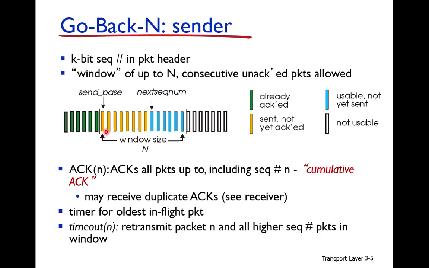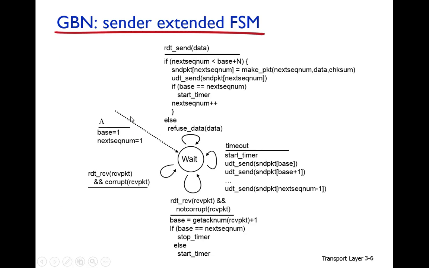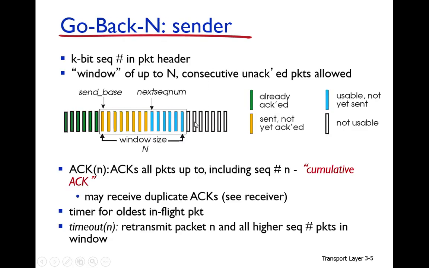You can see that here, if the timer has expired for this packet, then this packet will be retransmitted, and all the following packets. So all the yellow packets will be retransmitted. Okay. So you can see that these are the slots that are empty. Why empty? Because these have packets, but they cannot be sent because of the window size. So only this many packets can be sent at a time. Okay.